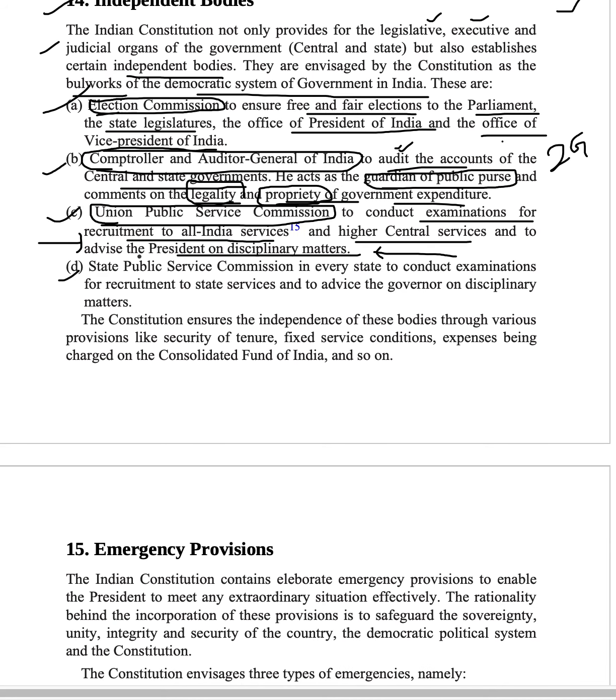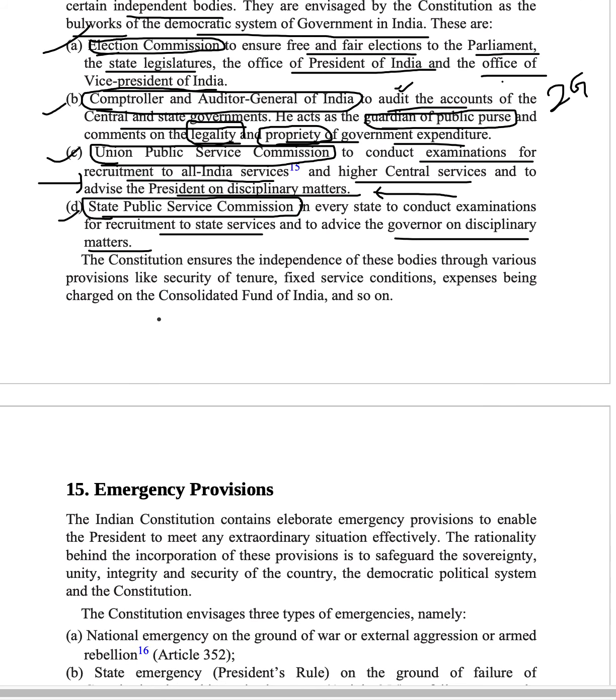Then D, State Public Service Commission. So they conduct the state level examinations for recruitment to state services and advise the governor on disciplinary matters. So same two things: recruitment as well as checking if any aberration happened during the career of the bureaucrat.